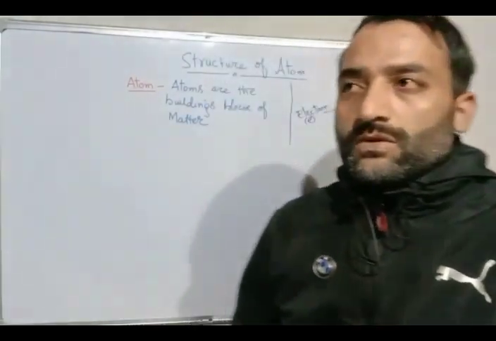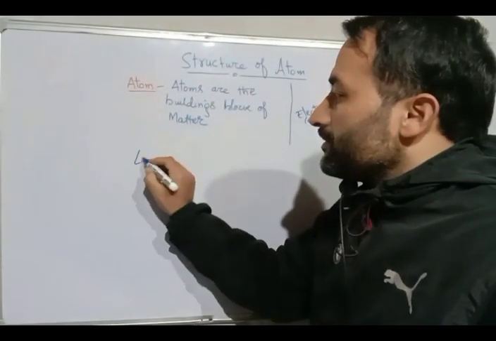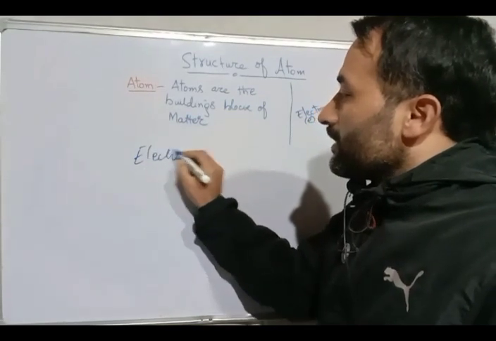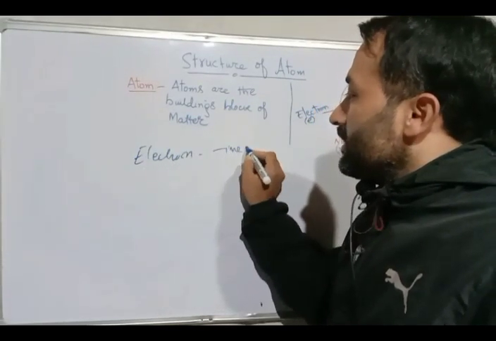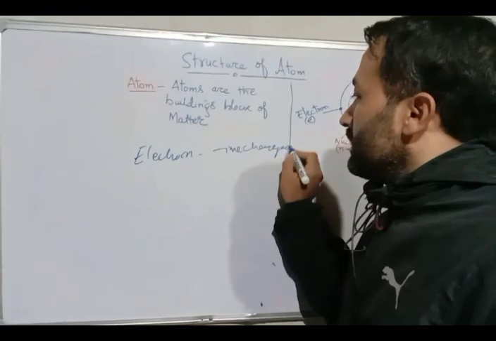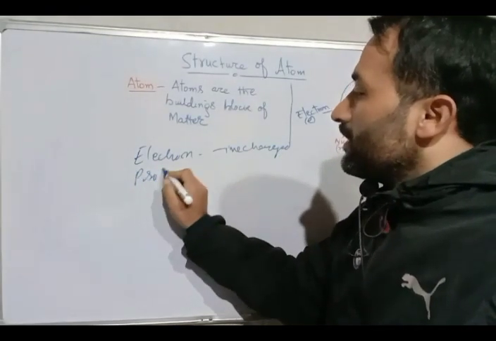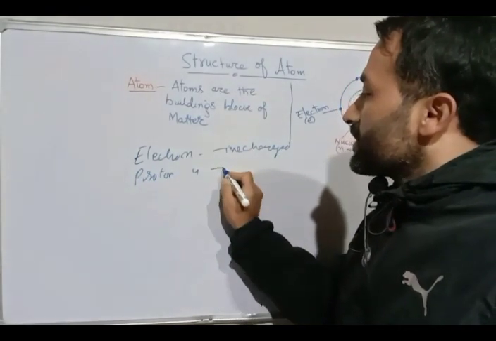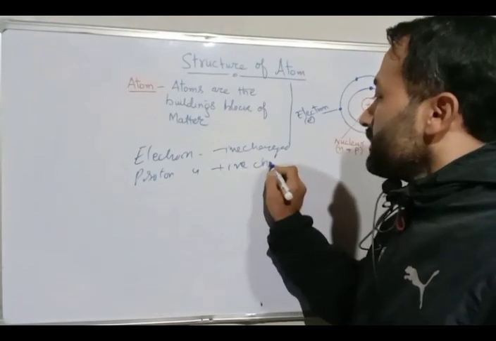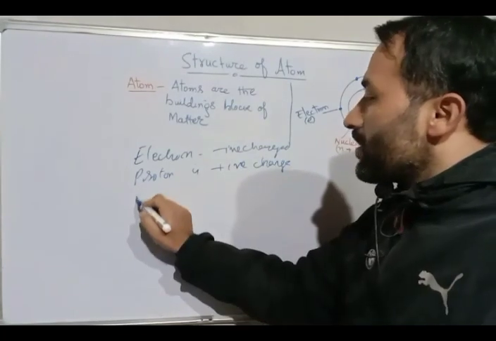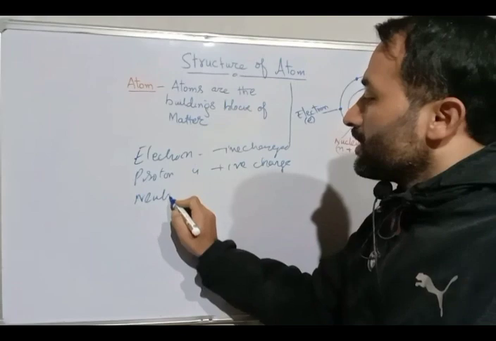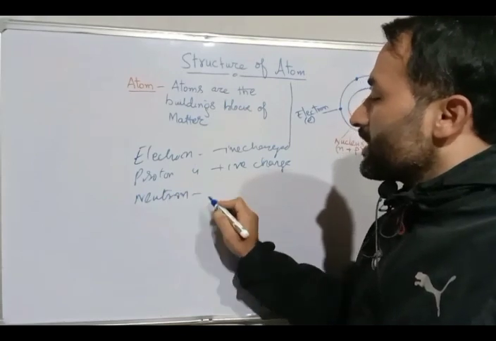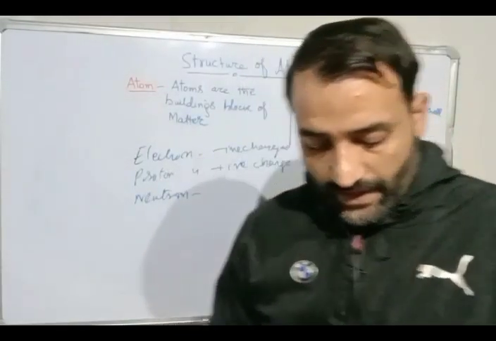Okay, so an electron is a negative charged particle. A proton is a positive charged particle, and a neutron is neutral. Neutron is neutral, it doesn't carry any charge.